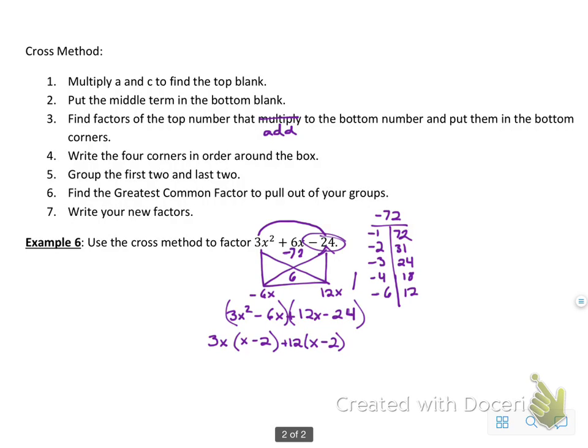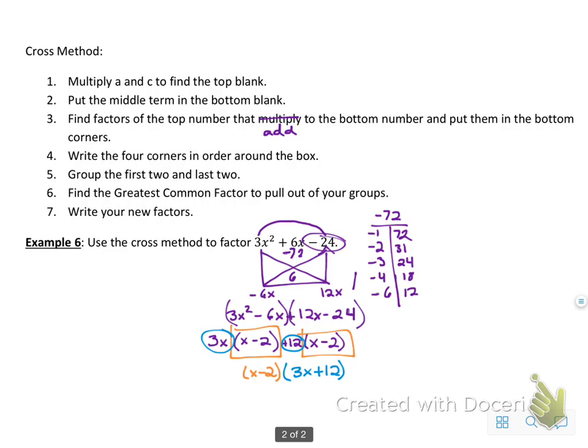Okay, so this is what you want. You want these two terms to be the same. Okay, that means that that is one of your factors. So one of our factors is x minus 2. One of them. The other one is what's on the outside. So we have a 3x plus a 12. So our other factor is 3x plus 12.